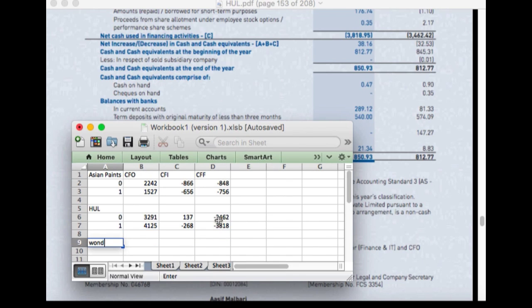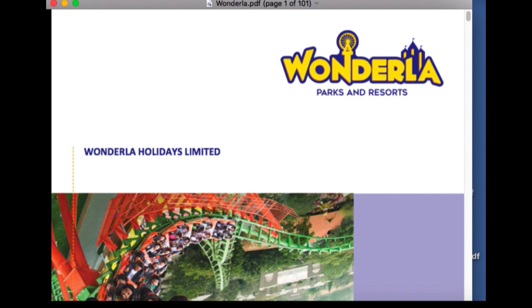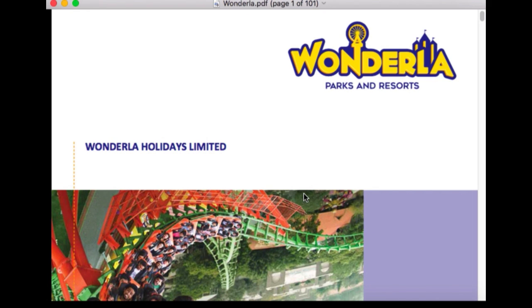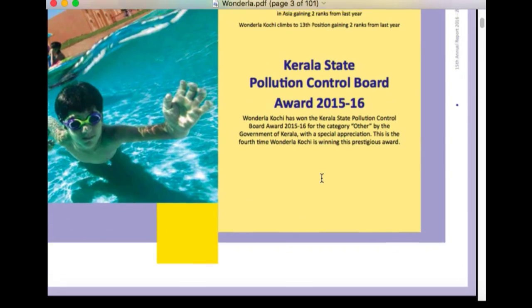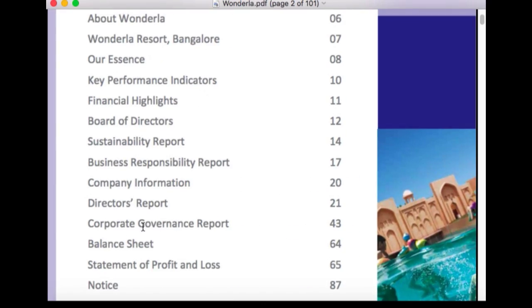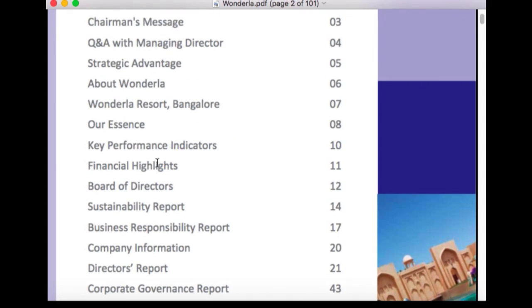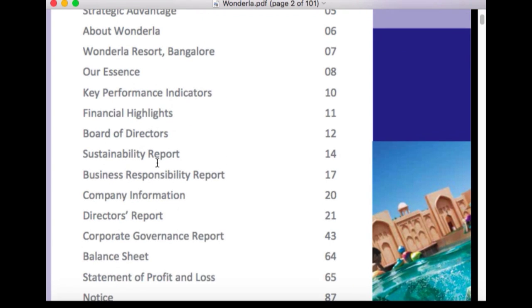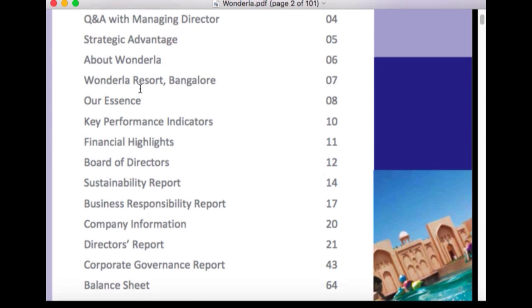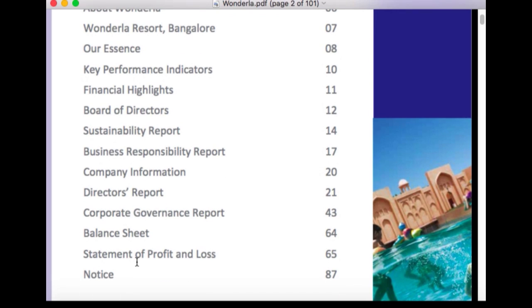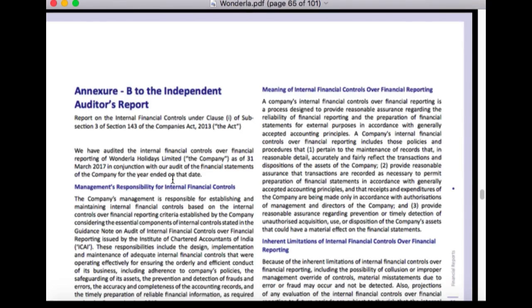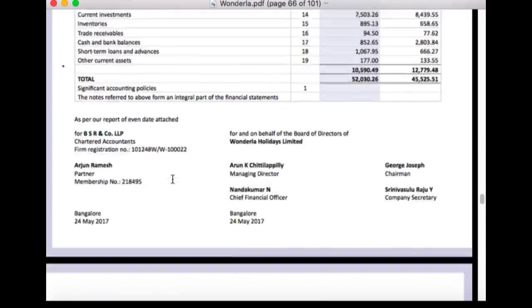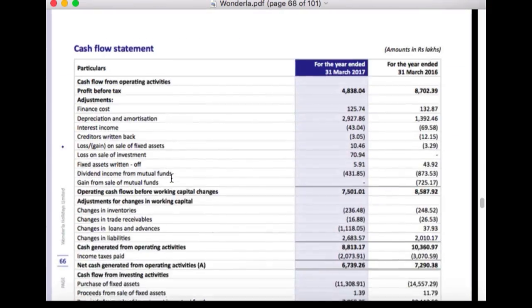Let's look at Wonderla now. So they basically make amusement parks. I think they have about 3 of them. Okay, so Bangalore is there. We have one in Kochi, and then there is one in Hyderabad. Okay, so we are going to open their cash flow statement. Do you see financials anywhere? Right, it's here. So this is a balance sheet, profit and loss, and the cash flow statement.